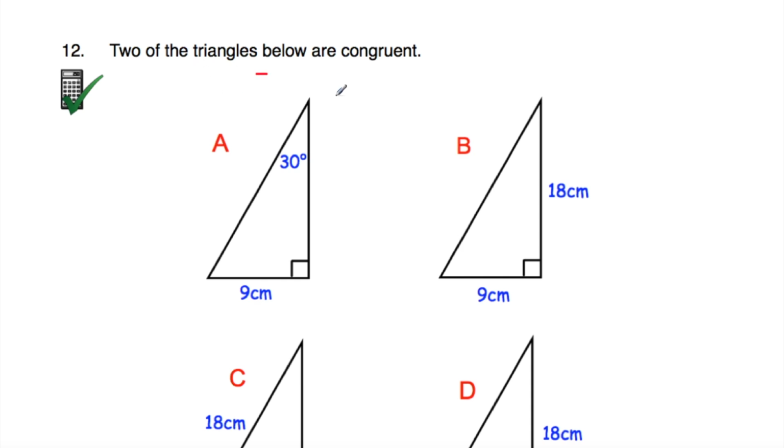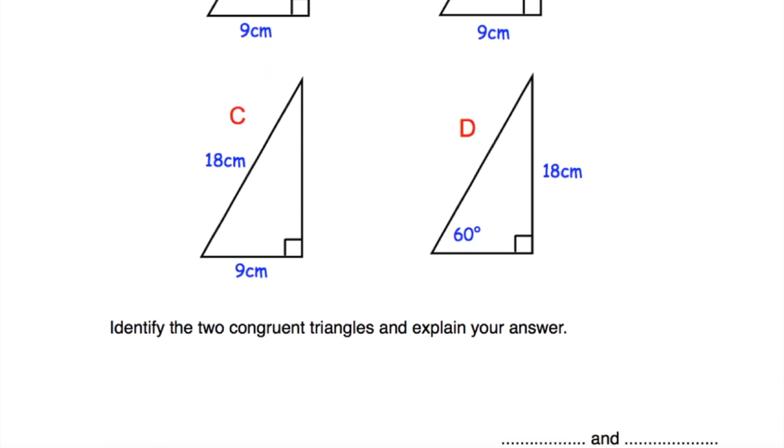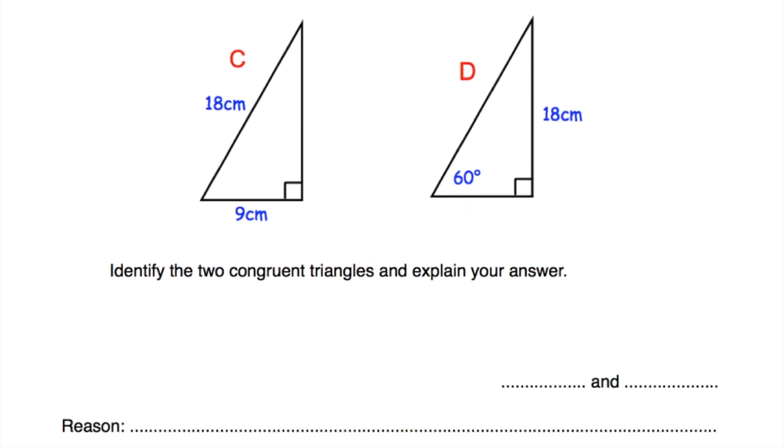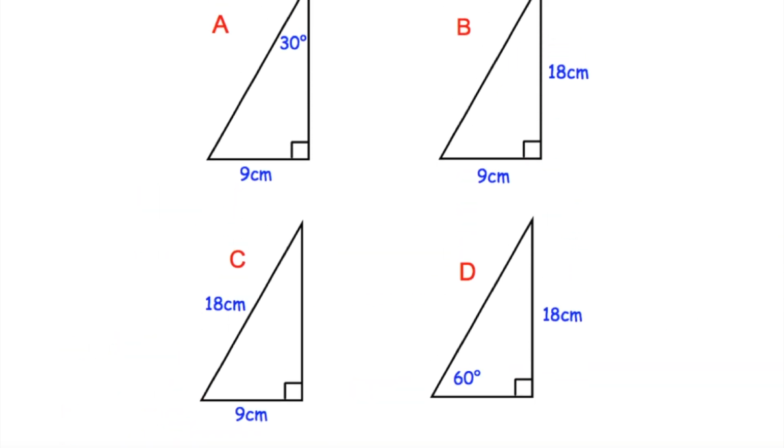Question number 12, we're told that two triangles below are congruent. So two of these triangles are congruent, and we've got four triangles, A, B, C, and D. We've been asked to identify the two congruent triangles and to explain our answer. Okay, so let's have a look at these.